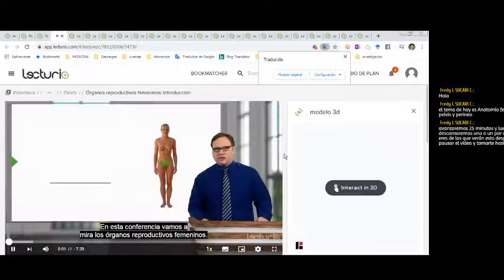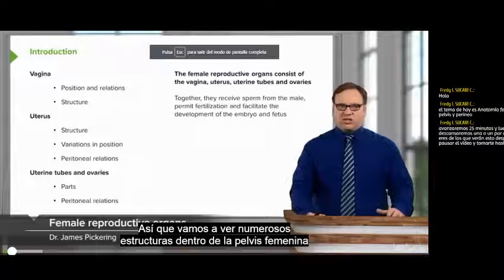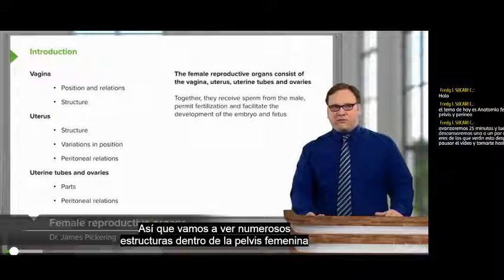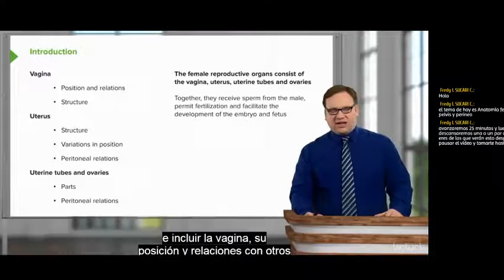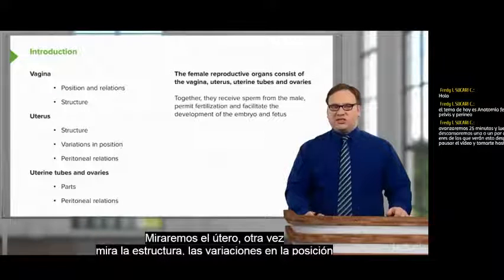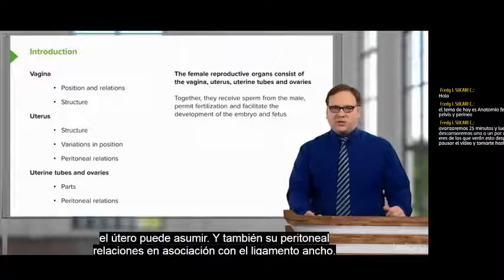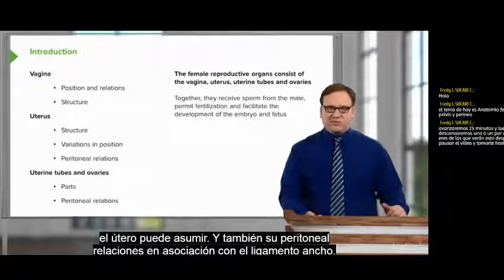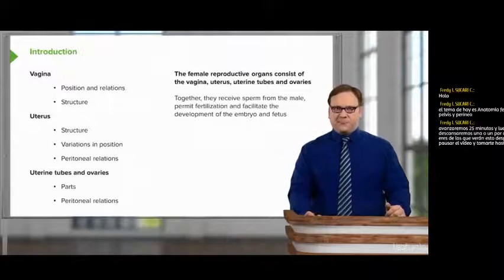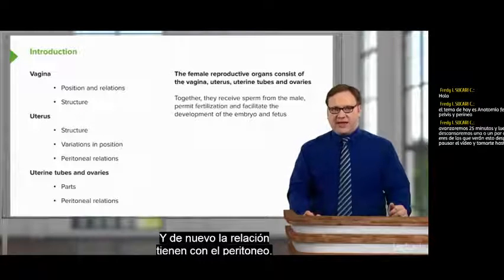In this lecture, we're going to look at the female reproductive organs. So we're going to look at numerous structures within the female pelvis and include the vagina, its position and relations to other structures within the pelvis. And we'll also look at the structure of the vagina itself. We'll look at the uterus, again look at its structure, the variations in position the uterus can assume, and also its peritoneal relations in association with the broad ligament.